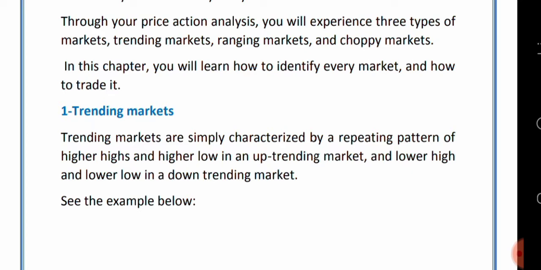So what this simply means is, in a trending market, especially in an uptrend market, a bullish market, a market where buyers are in control, we have a series of repeating patterns of higher highs and higher lows. Hang on, guys, let me show you an example of this on the charts.